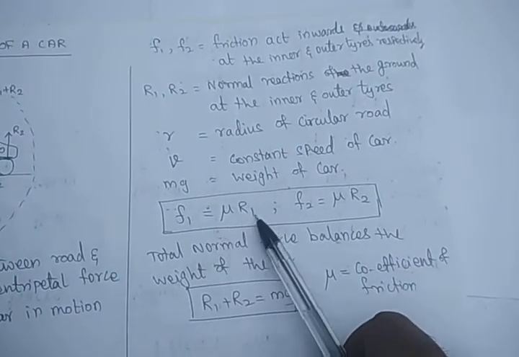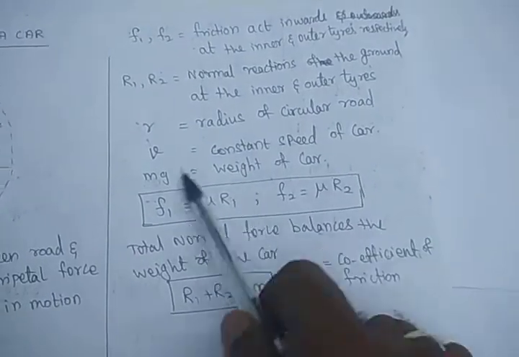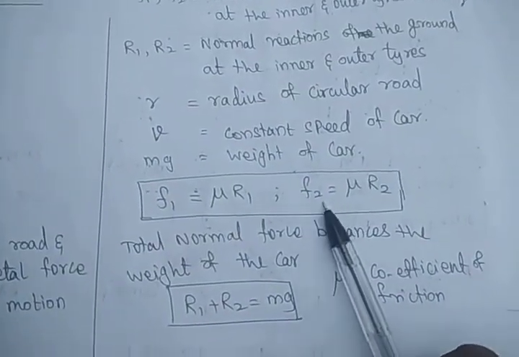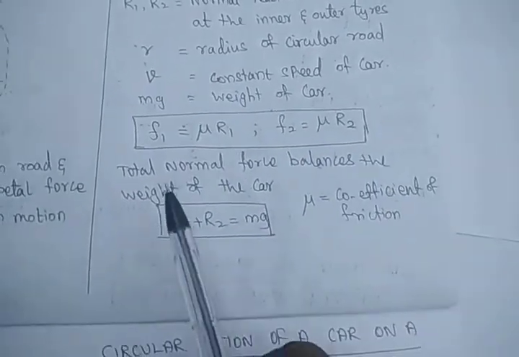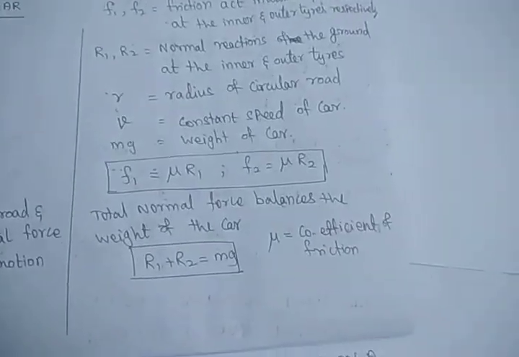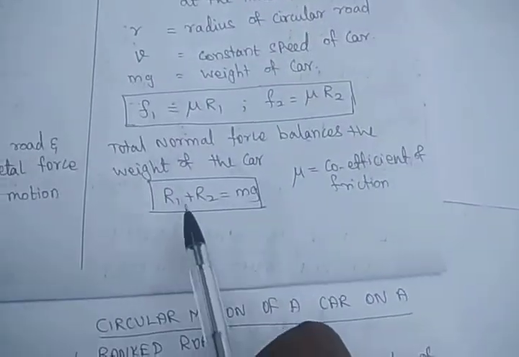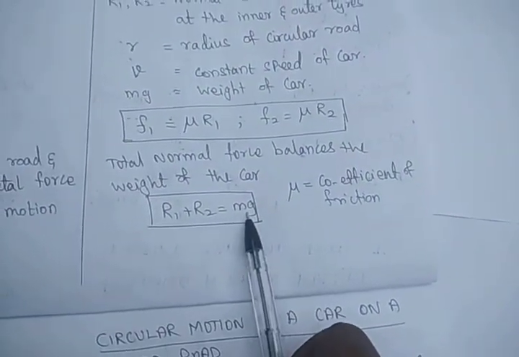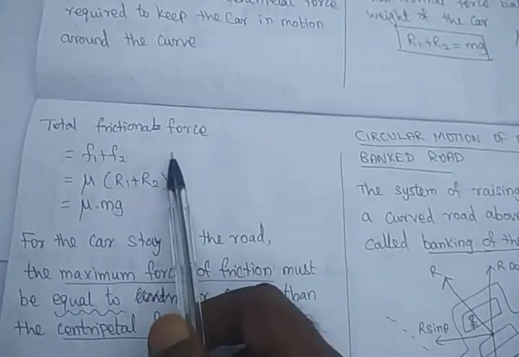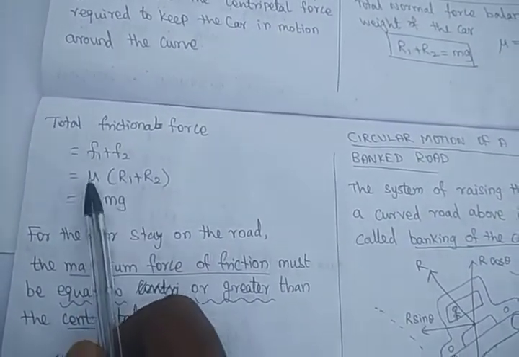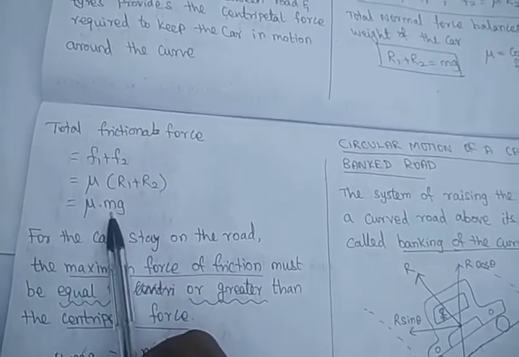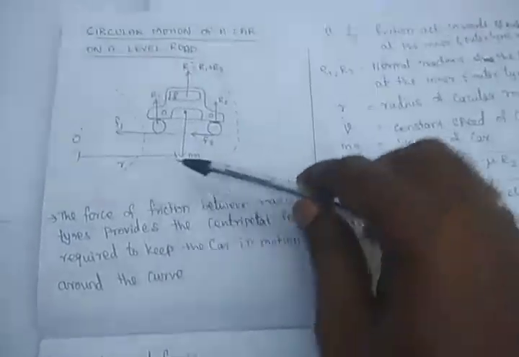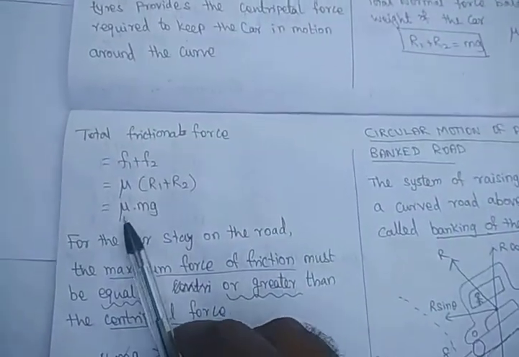F1 is equal to mu R1 and F2 is equal to mu R2, according to the laws of friction, mu is equal to F by R. The normal force balances the weight, so R1 plus R2 is equal to mg. The total frictional force is F1 plus F2. We can take mu outside: mu times R1 plus R2. What is R1 plus R2? It is mg. So the total frictional force is equal to mu mg.